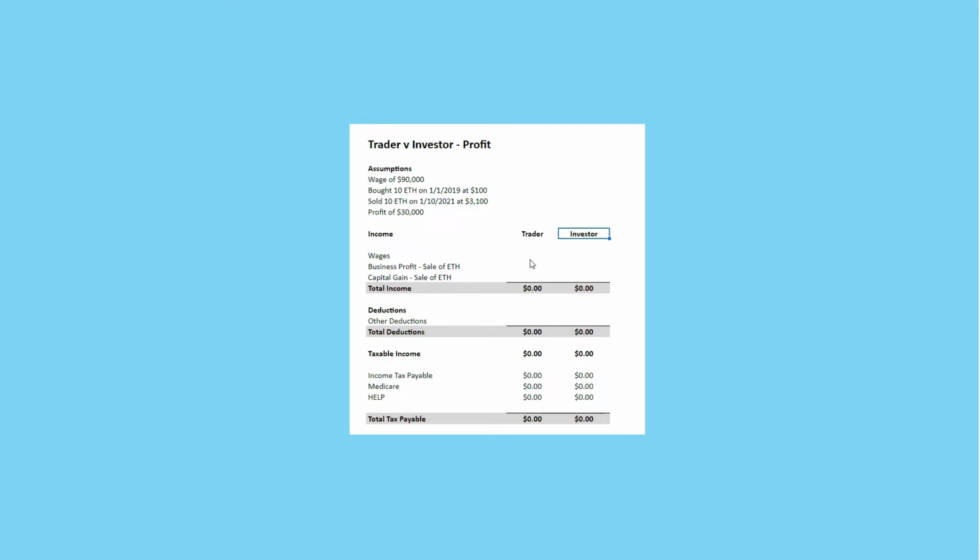Let's look at our assumptions first. We have a wage of $90,000, so let's enter $90,000 for both the trader and the investor. And you can see this automatically calculates our tax payable. Next, we assume we're buying 10 Ethereum on 1 January 2019 at $100, and we're selling 10 Ethereum on 1 October 2021 at $3,100. That's each. So we're making a total profit of $30,000.